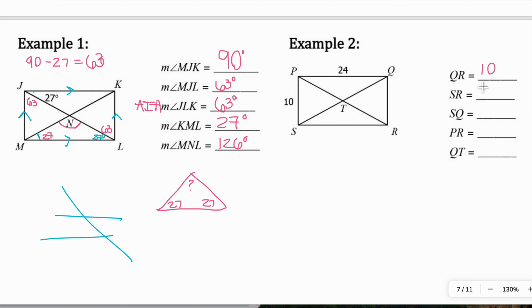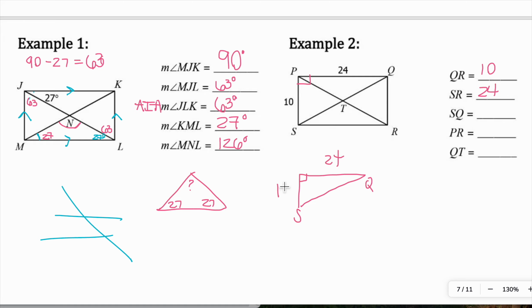And SR is across from 24. The tricky one, though, is SQ. So I want you to think about this. This does show a right angle here, so maybe I can think about SQ as being the hypotenuse of a right triangle.